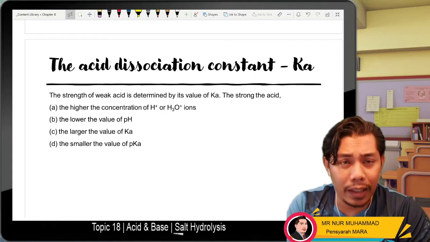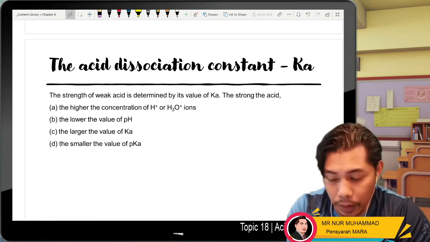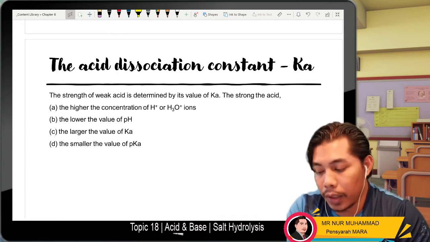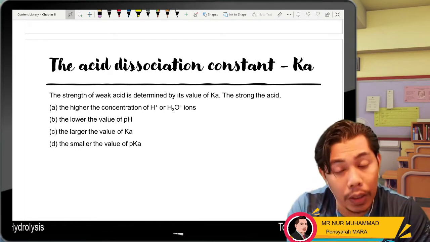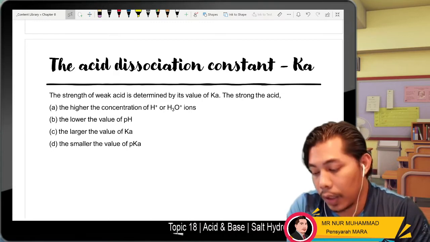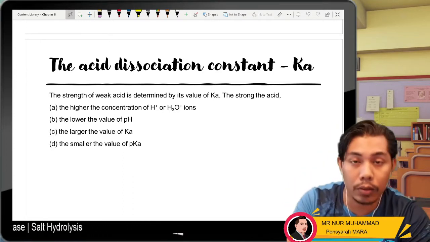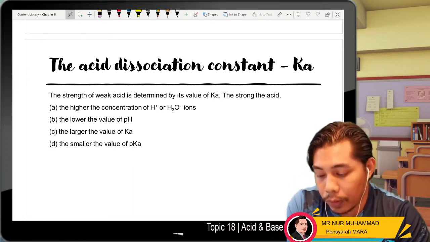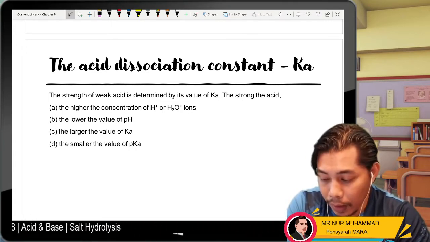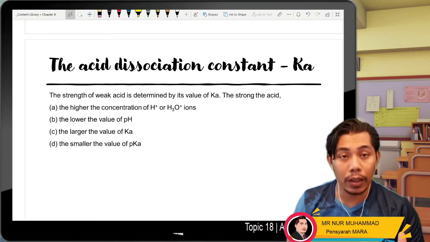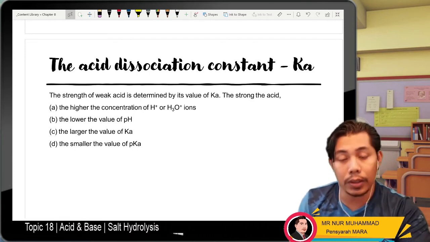So what is Ka actually? The strength of a weak acid is determined by its value of Ka. The stronger the acid, the higher the concentration of hydrogen ion or hydronium ion, the lower the pH value, the larger the value of Ka, and the smaller the value of pKa. That's why we have to calculate Ka and pKa, because the values of Ka and pKa can represent the strength of the acid. The bigger the value of Ka, or the smaller the value of pKa, the stronger the acid.